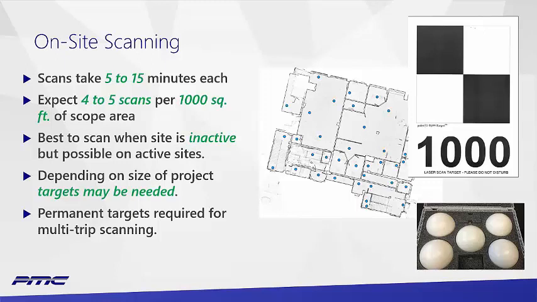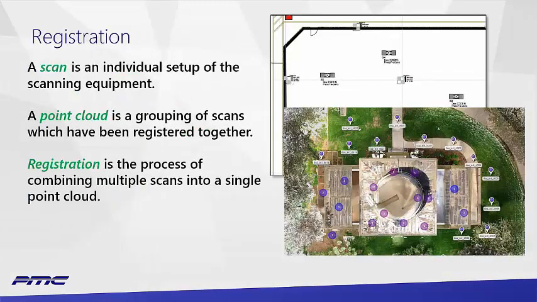Depending on the size of the project, you may or may not need targets. This is an important distinction because having those targets is going to slow the project down, take more time to get them deployed, more equipment to deliver to the site. And then permanent targets, if you want to go back and you want to track a site over time, maybe you have an active construction site, you're going to want permanent targets installed so that you can have reliable data across multiple trips. The registration process, again, for those that don't know, is stitching the individual scans together into a point cloud.